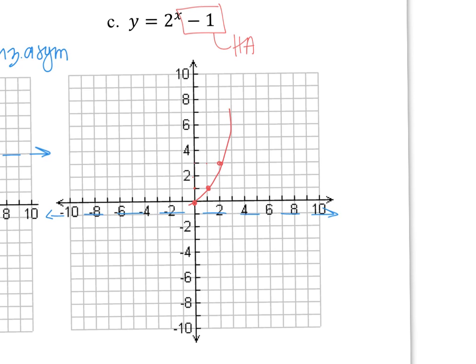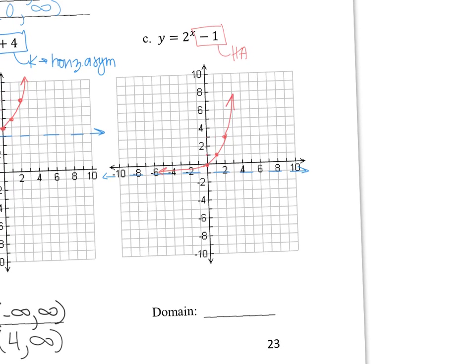So, oh, that's not really pretty. Let's make that a little bit better. I don't know, that didn't really get any better. So draw a better graph than I did. But what should never change? My domain, which will be -infinity to infinity.